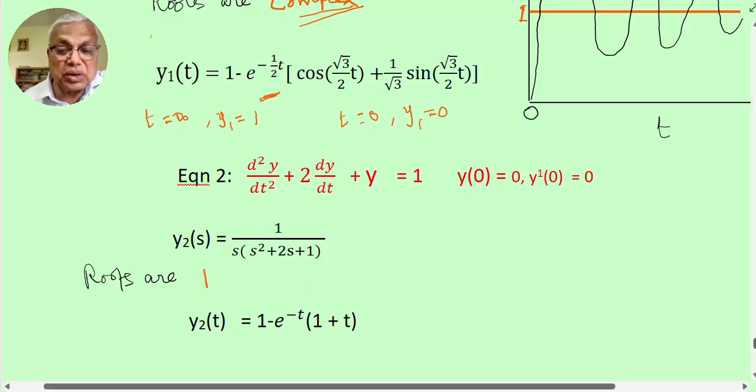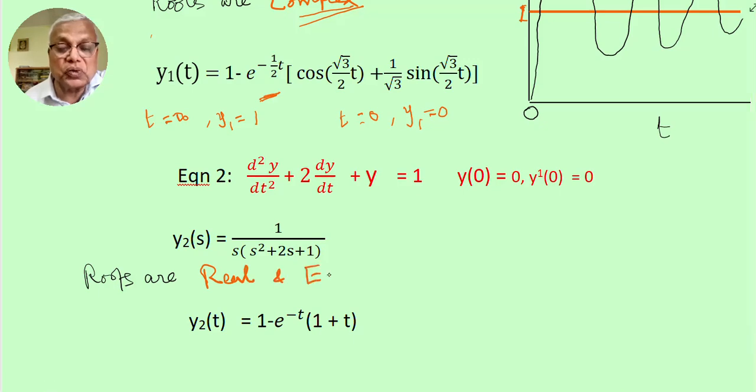The roots are going to be real and equal, and will be negative real numbers. The roots are real and equal, with negative value. So the roots are real and equal. In the previous case also, I told you the roots are complex, but the real part will be negative. So in both cases, the roots will lie on the left half of the complex plane.